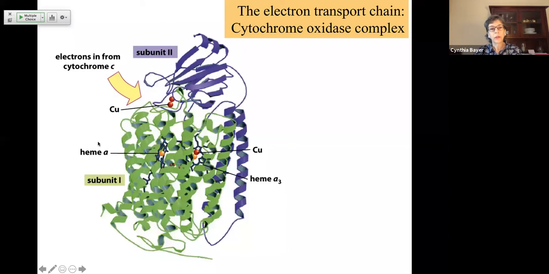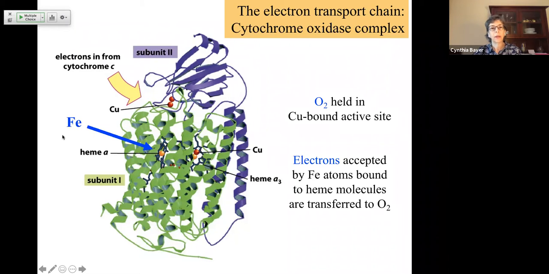And what I also want to point out here is these complexes are associated with metal ions. Right here, where these 2 copper atoms reside, is where oxygen, an O2 molecule, is held, waiting for electrons to be passed to it from the upstream complex. I can even enhance this a little bit, showing you that the actual electron acceptor is an iron atom that can become oxidized and reduced. It accepts the electrons. That iron atom is held in this heme molecule within one of the subunits.